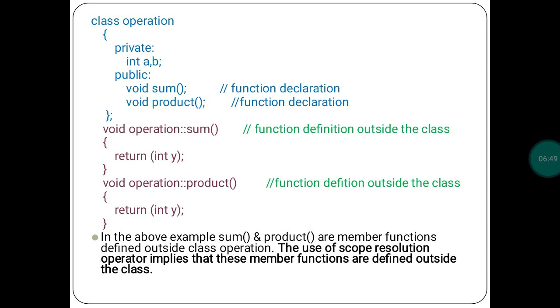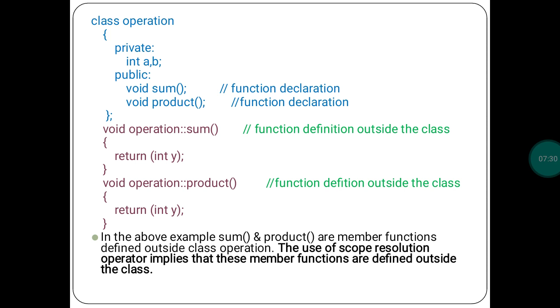That class name is operation. The sum function belongs to that class. So for defining purpose, we are using the scope resolution operator. Then see, open brace, return int y, then closing brace. Means we have written the code there for sum. Then void operation, product, int y, closing brace. Means whatever code is required for the program, we have written outside the class. This is called an outside class definition. And normally for all programs we are using outside class definition.